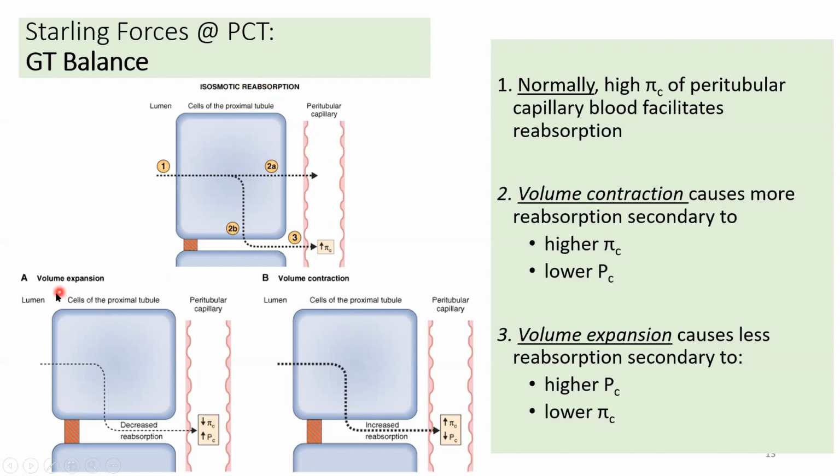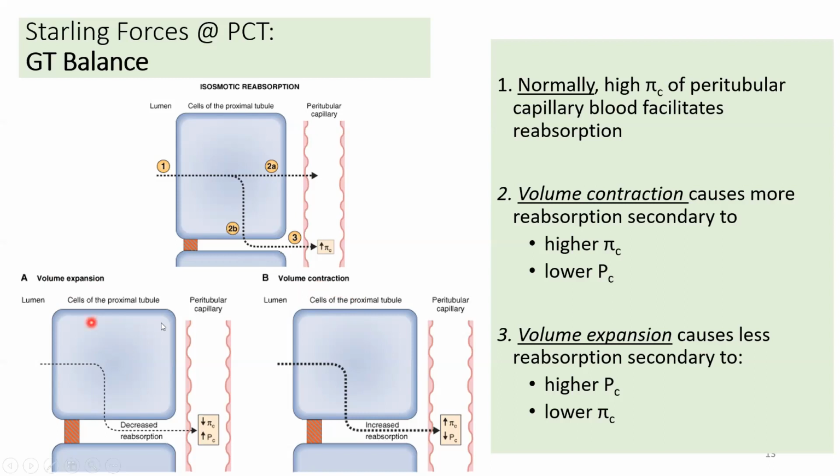Now there are two scenarios which are different. One is volume expansion. So something has happened in the ECF. It's not the kidney's fault. Something has happened in the ECF and the volume has expanded. And the second scenario is the opposite. Something has happened in the ECF where the person has lost volume. So the volume has contracted.